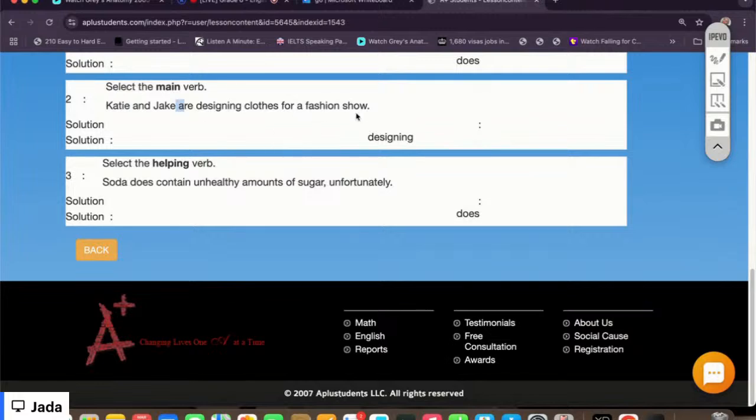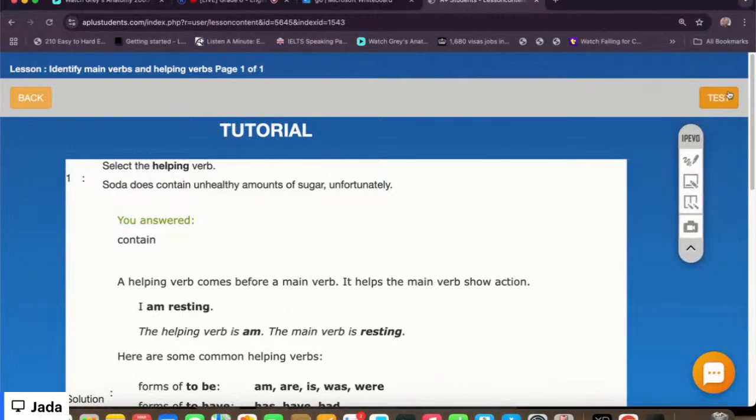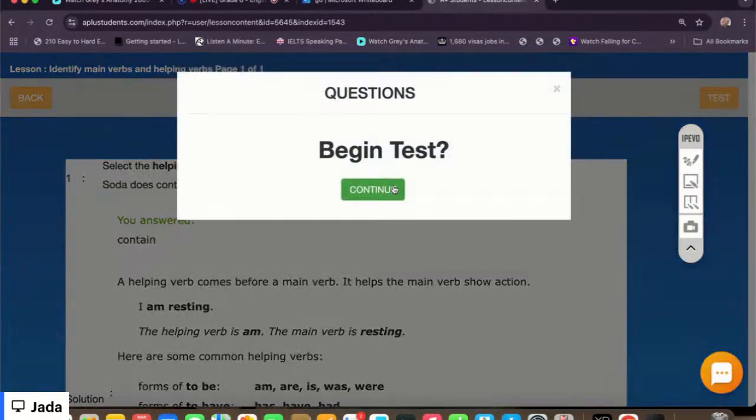Okay, so we have Katie and Jake are designing clothes for a fashion show. Now, what is the helping verb here? The main verb is designing, and the helping verb here is are. So this is the same kind of question as the first. Okay, so we'll move on to the test and you can tell me if you have any questions. Do you have any questions before we continue to the test?